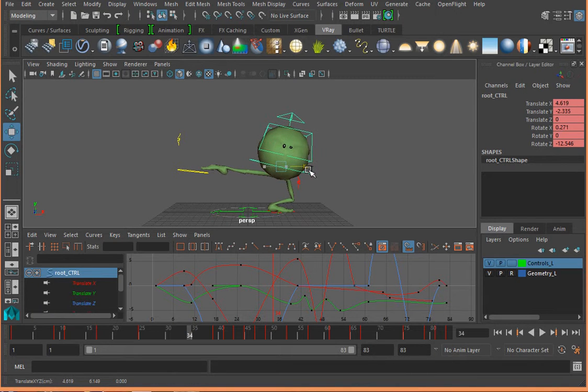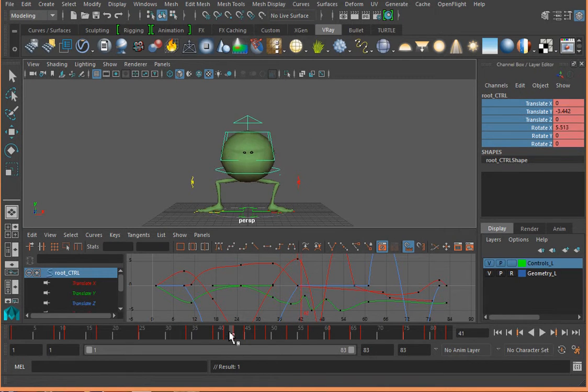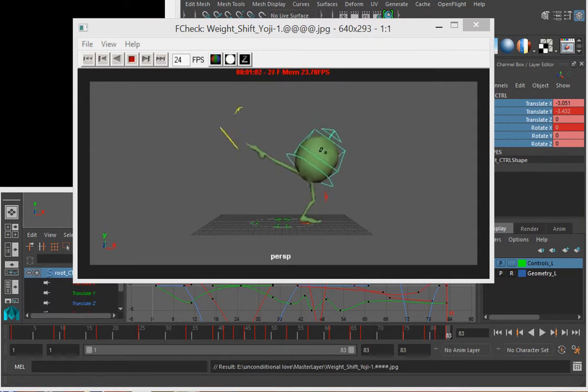So I'm going to push this over again and hold it, and I'm going to press S for a keyframe. And as it goes down, that foot. Okay, now let's look at it again. Much more believable, huh?